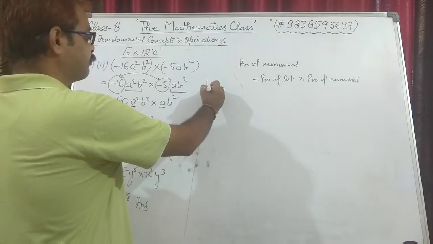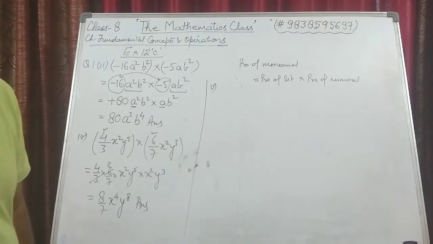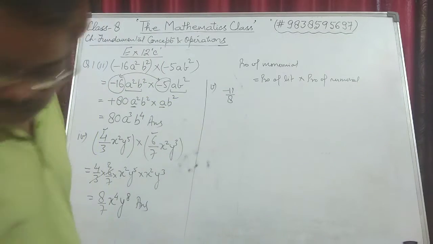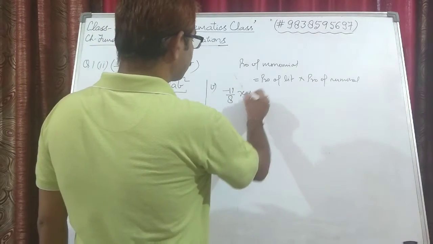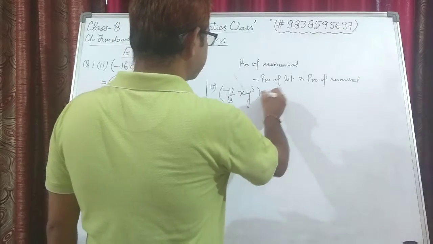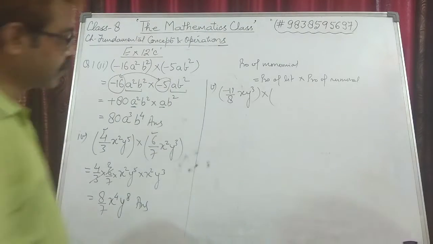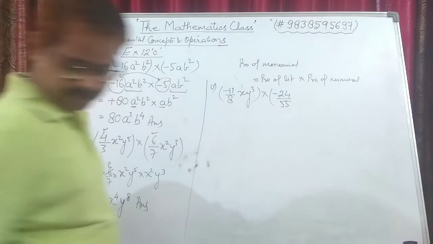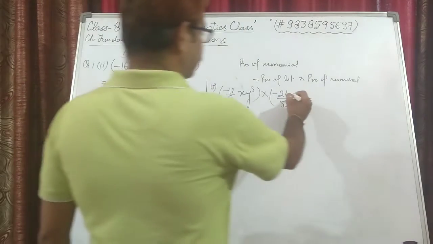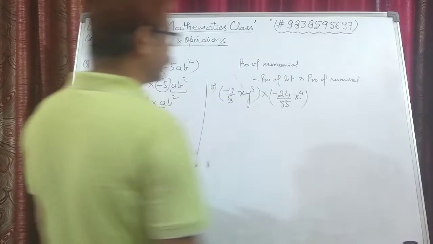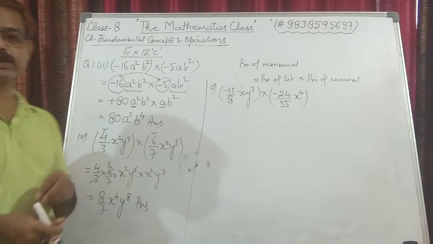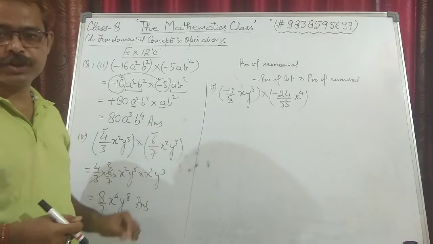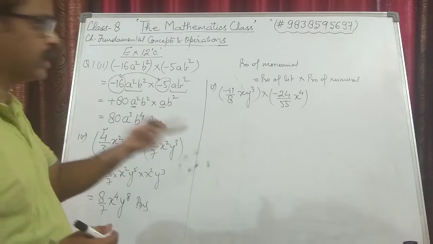Let's take the fifth question also. What is the fifth question? Minus 11 upon 8 xy cube, this has to be multiplied by minus 24 upon 55 and then x to the power 4. These are all monomials, and how do we find the product of monomials? By simply multiplying the numerical coefficient to the numerical coefficient and the literal coefficient to the literal coefficient.